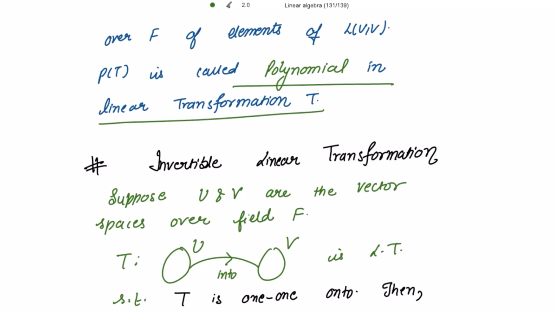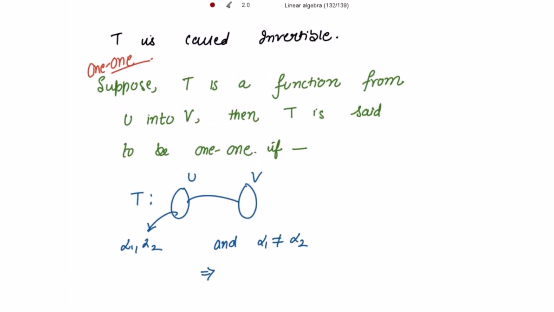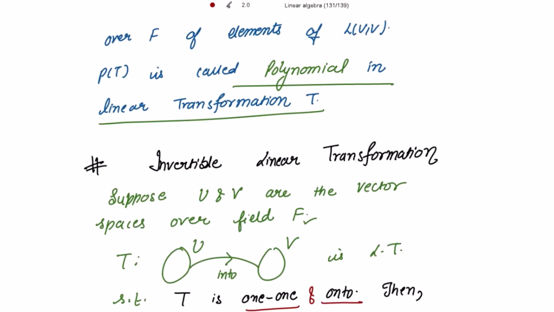Next is the invertible linear transformation. Suppose U and V are vector spaces over the field F. T is a linear transformation from U into V, such that T is one-one and onto both. Then T is called invertible. So for invertible, two conditions are there: T should be one-one and onto.